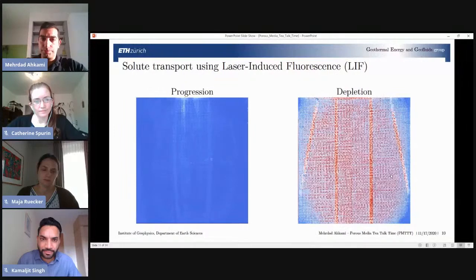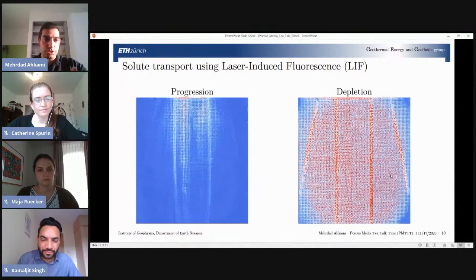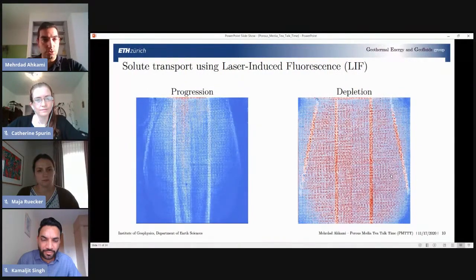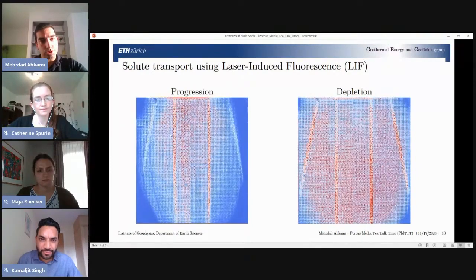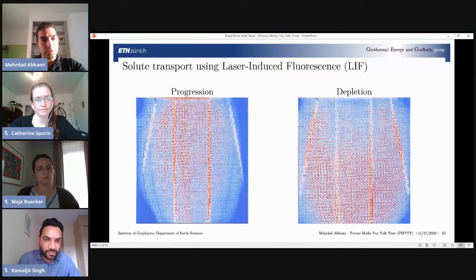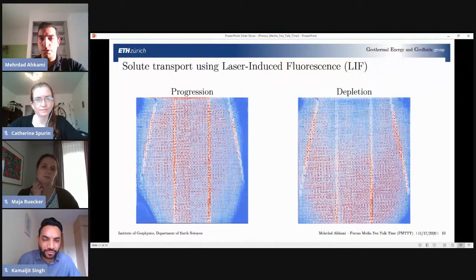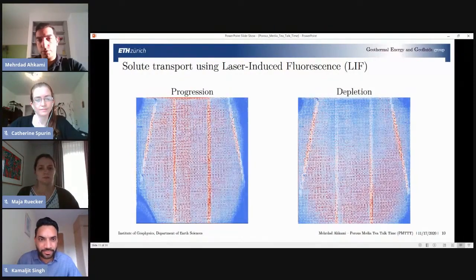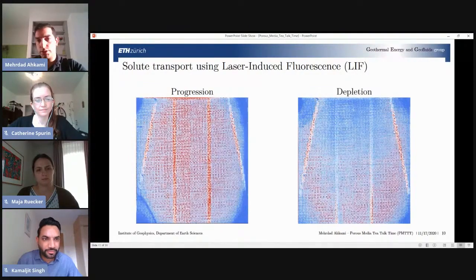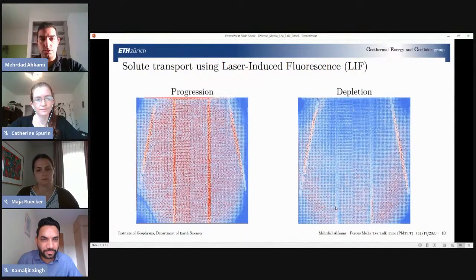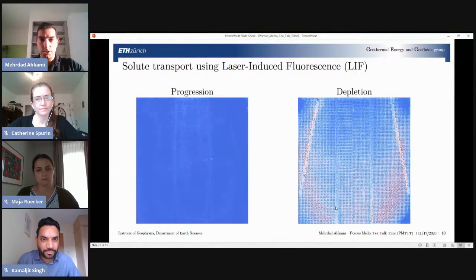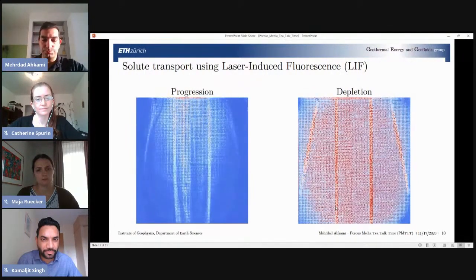And these are just some videos of how our experiments look like. In the progression, we start injecting tracer dyes into our medium, which is initially saturated with deionized water. Afterwards, once the system becomes fully saturated, we start injecting the deionized water again to displace the tracer dyes. You can see how the light intensity changes, which is an indication of tracer concentration.